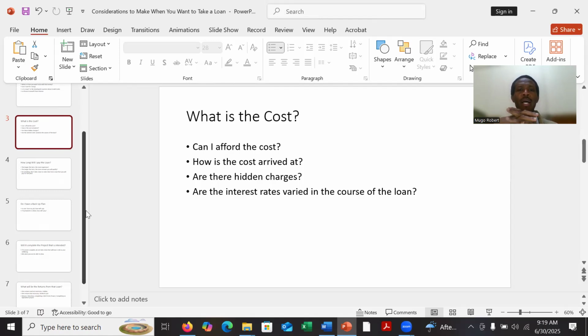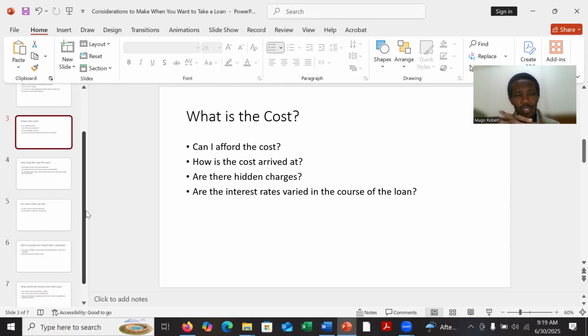If we talk about the interest cost, you will ask yourself, can I afford the cost of this loan? If you are taking a loan of 100,000 and all the costs put together come to 40,000, is it affordable? The next part you may need to ask regarding cost, how was this cost arrived at?